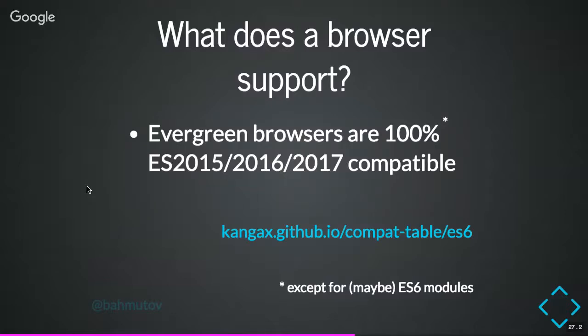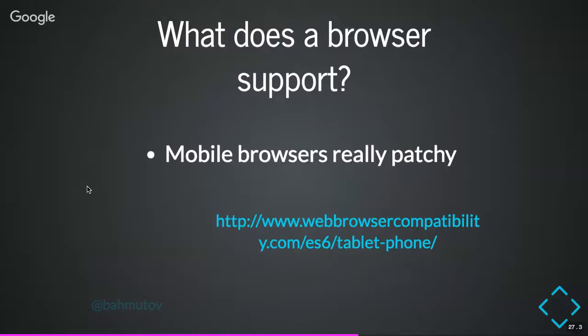All the modern browsers that are evergreen, that means they auto-update themselves, like Edge, Chrome, Firefox, they're pretty much compatible, and they're compatible all the way to this year, right? They implement a bunch of features, maybe stage 4 and 3 features. But mobiles are really behind, right? And mobiles usually don't upgrade as easily.